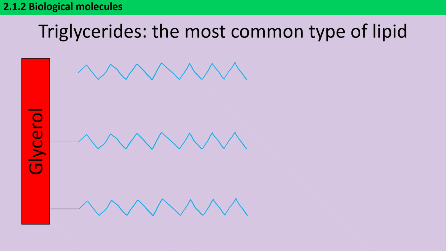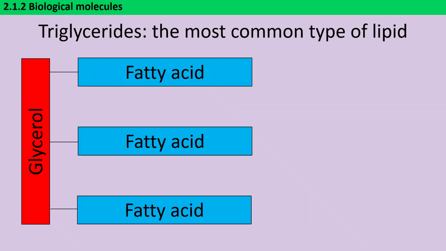If you're not doing A-level chemistry and you're not used to this way of drawing things, basically each one of these vertices, each one of these corners, represents a carbon atom, and coming off that are a load of hydrogen atoms which aren't drawn. But we can simplify this for now and just say we've got our three fatty acids which are bonded to the glycerol. Those fatty acids could be the same as each other, or they could be three different fatty acids.